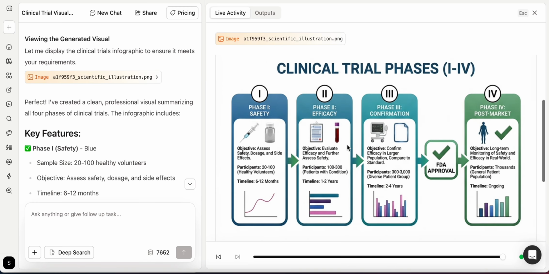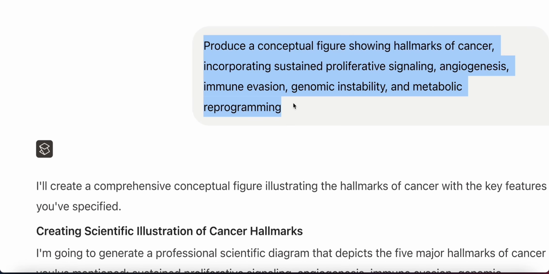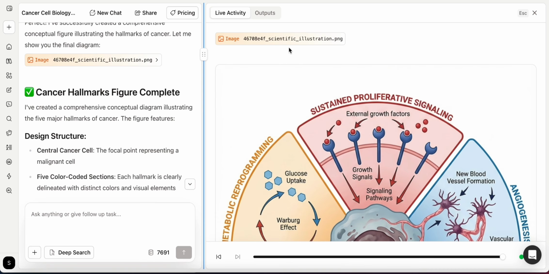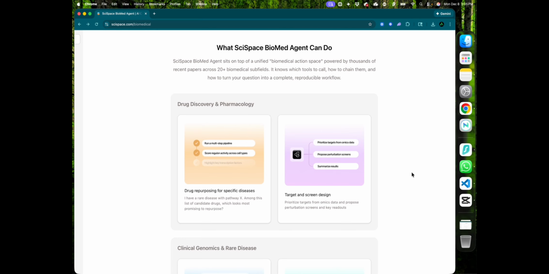Some complex areas this can help you out with is clinical research schematics, immunology mechanisms, pathogen interactions, and cellular pathology. I hope this video gave you a good idea of how powerful the SciSpace Biomed agent is and how you can use the biomedical illustrations.